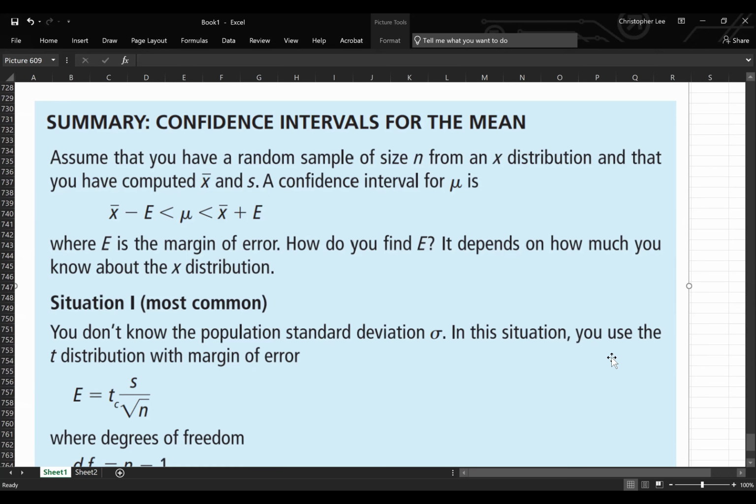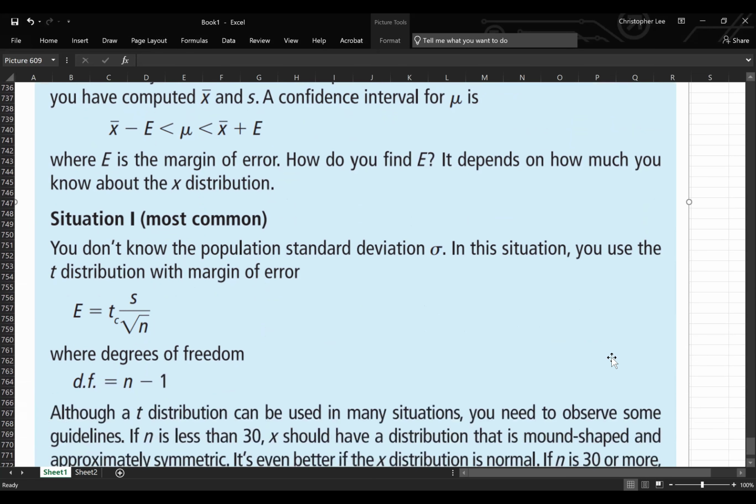First situation, most common: we don't know what the population standard deviation sigma is. In this situation, you use the T distribution with the margin of error, which is the T critical times the sample standard deviation over the square root of n, with degrees of freedom of n minus 1.